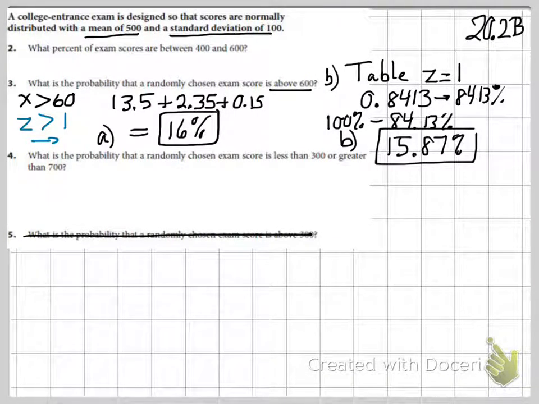Okay, let's work on number 4. Number 4 is kind of two problems at once. I can't say between, but it does deal with two of the x numbers. What's the probability that a randomly chosen exam score is less than 300 or greater than 700? That's not between. That's kind of outside of those two numbers. We got to figure out the z's that go with that.